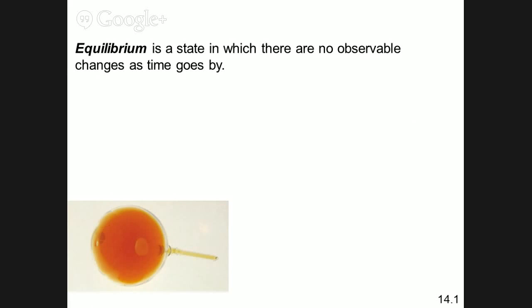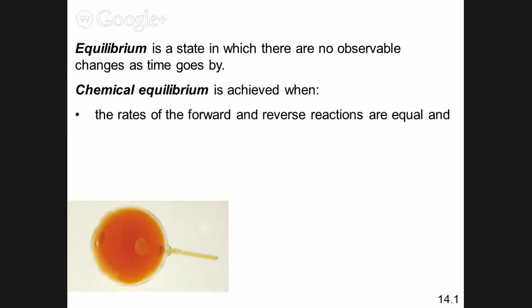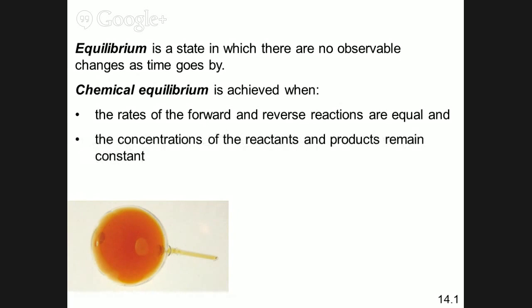In the book, we're looking at equilibrium. And at its most basic, equilibrium is a state in which there are no observable changes as time goes by. Now, there are different kinds of equilibrium. Chemical equilibrium is when the rates of the forward and reverse reactions are equal, which then means, of course, that the concentrations of the reactants and products remain constant.